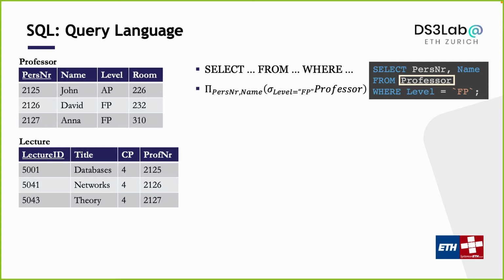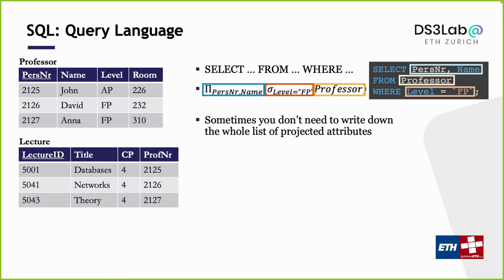Essentially, what's after from corresponds to this relation, what is after where is the condition of your selection, and what is after select is your projection. That's the columns or attributes that you hope to keep in your answer. Okay? So it's very simple.